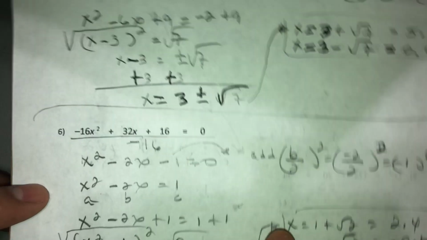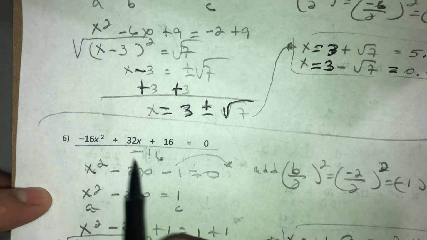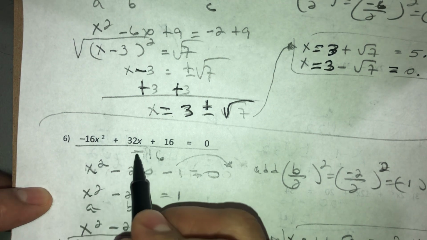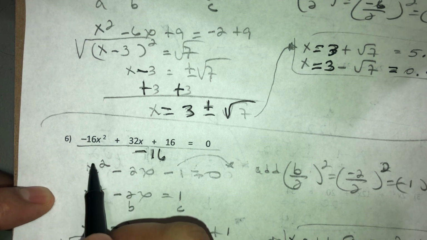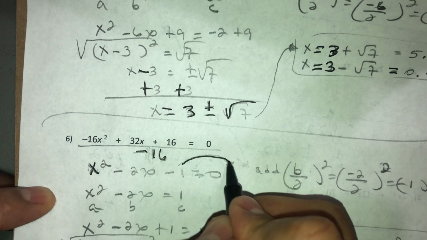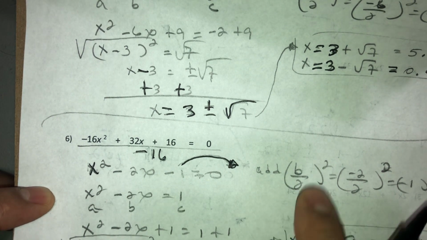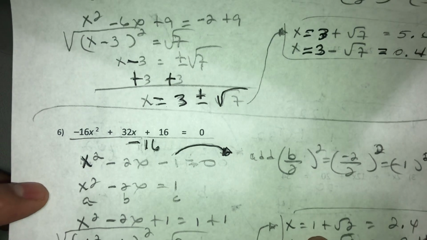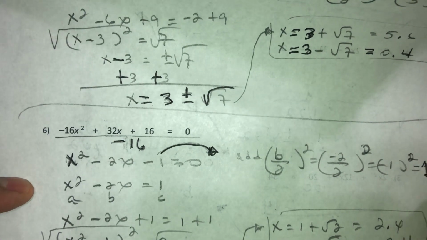Now, the other one is the same thing. The only difference is that the leading coefficient is negative and it has a number. Luckily here, the GCF is negative 16. So if I divide everything by negative 16, I will have x squared minus 2x minus 1 equals 0. Then you move the negative 1 to the other side, and you add b over 2 squared on both sides, and that will be positive 1.